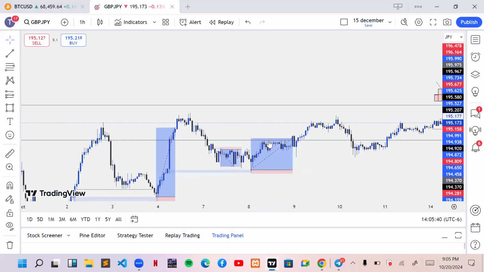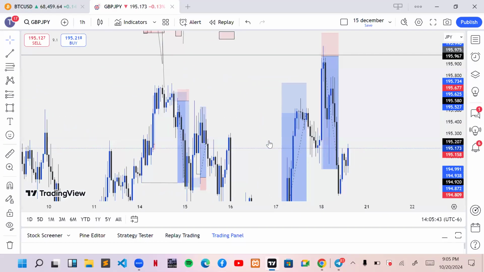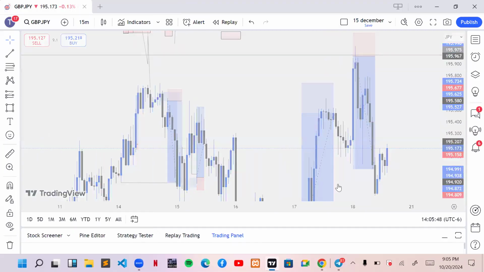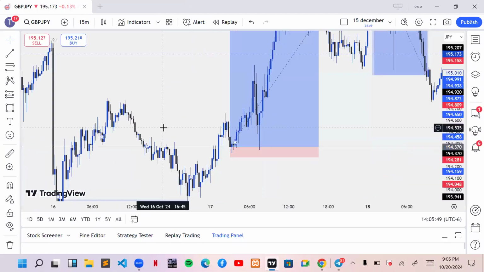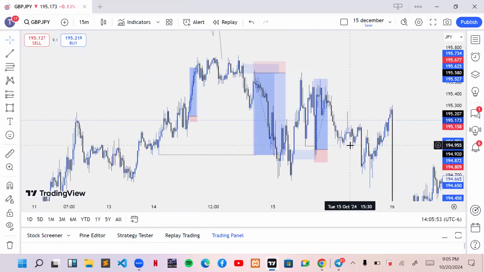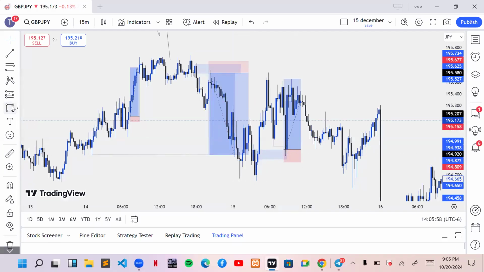There was a trade on GJ last week. Let me see if I can find GJ. I think I took that trade. This trade, this is the inducement. This is our breaker block, and there's another block down here. Market picked from this breaker block because this is the inducement, and this breaker block is the one that is closest to liquidity.